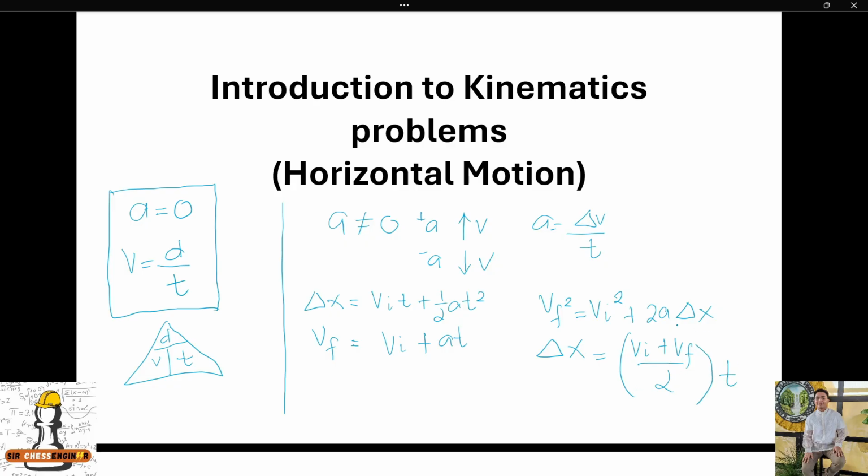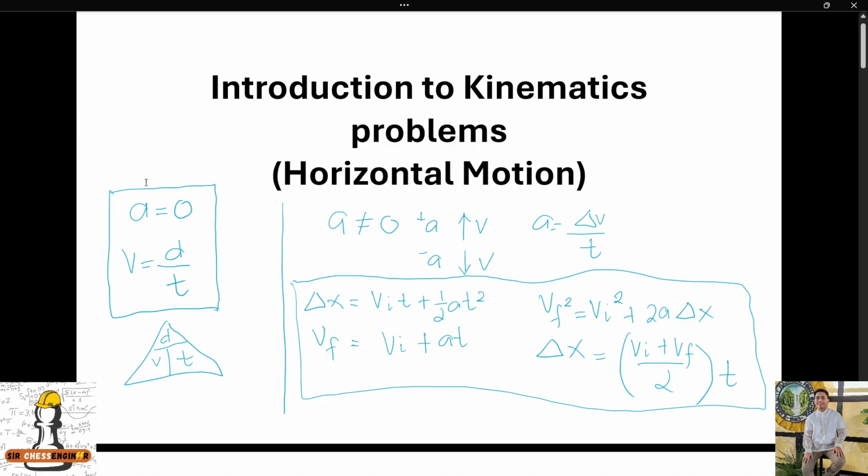So again, if the problem states that the acceleration is zero, all you have to remember is this formula or this triangle. But if our problem has an acceleration, either positive or negative, remember these four equations. And from the given, all you have to do is pick which of these four equations fits your given to solve for the unknown.